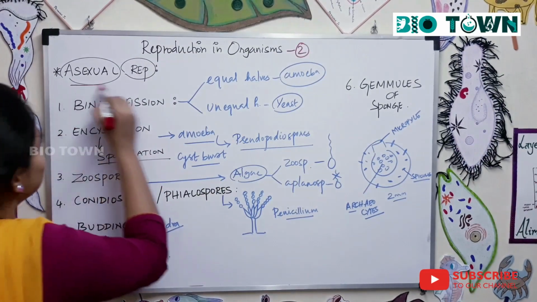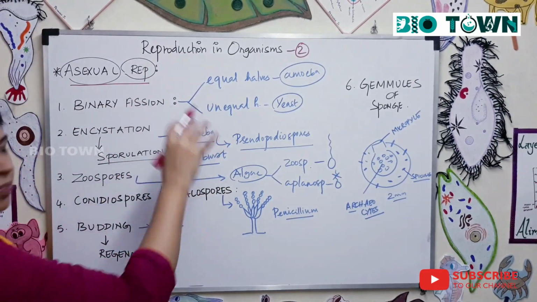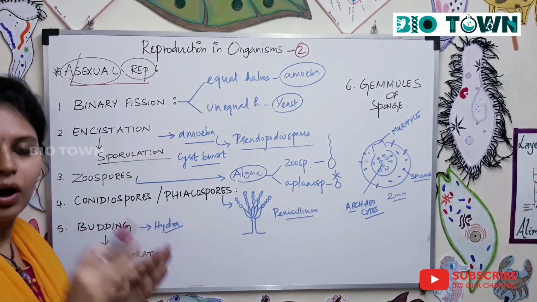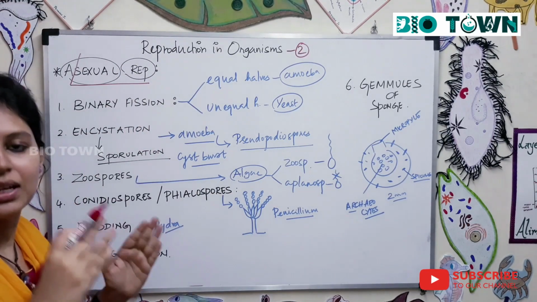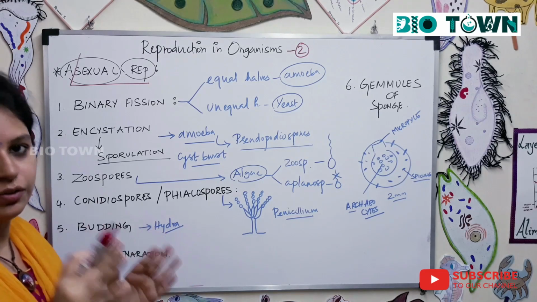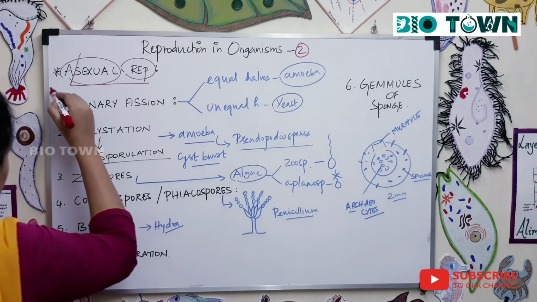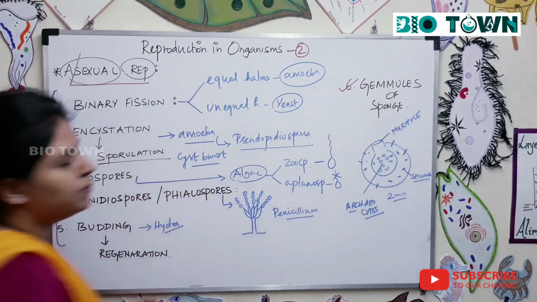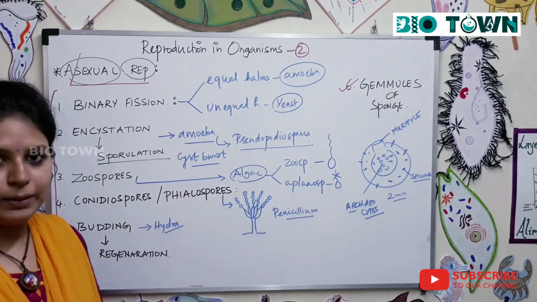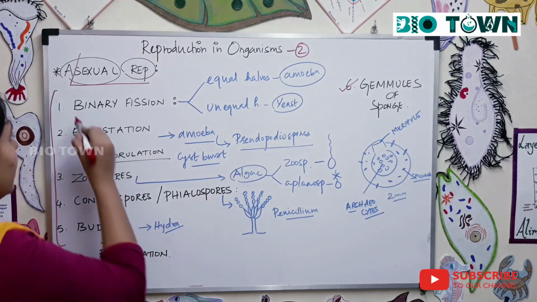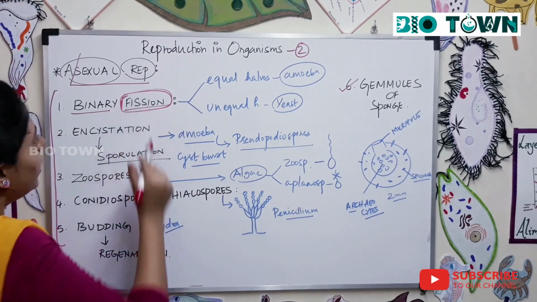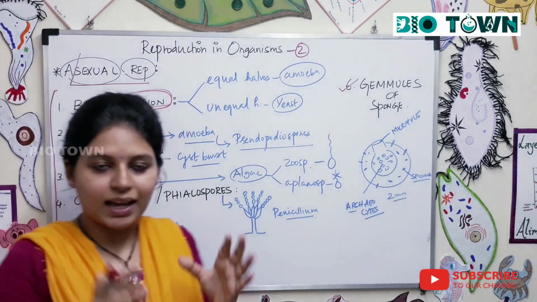So now, asexual reproduction. We know asexual means it does not involve the formation of gametes as well as the fusion of gametes. And now we're going to talk about 6 important types of asexual reproduction. In that, first is fission. So what is fission?